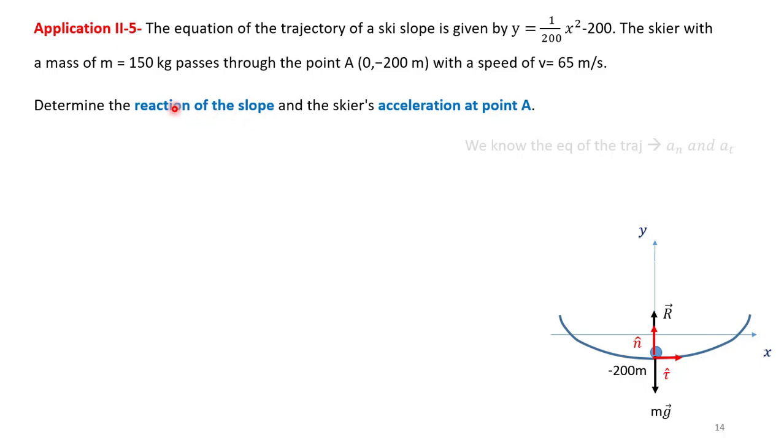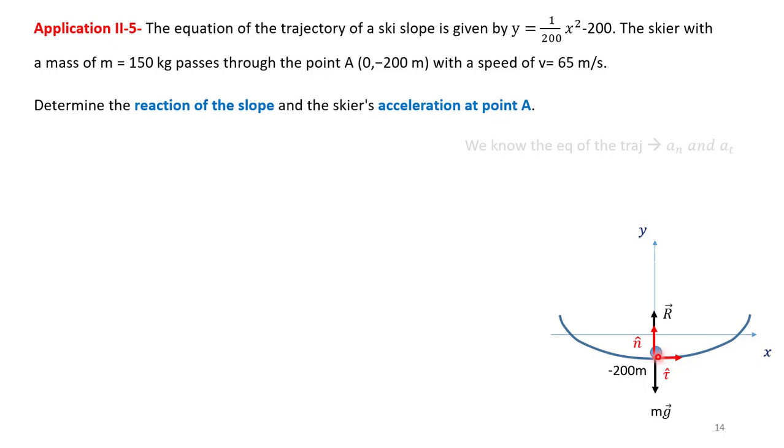Determine the reaction of the slope. So we need to find r, the reaction of the slope, as well as the skier's acceleration at point A. The reaction of the slope is a force. And to find a force, we need to apply the fundamental relation of dynamics. One of the methods to find this force is to apply the fundamental relation of dynamics or Newton's second law. So let's start, and we will use the normal and tangential coordinates.